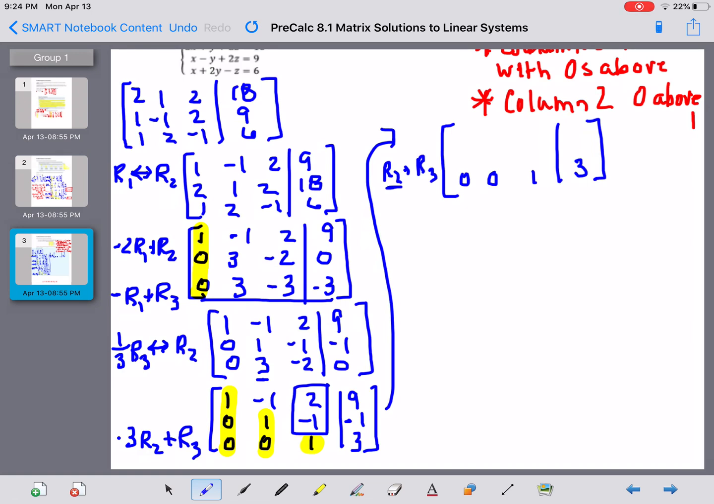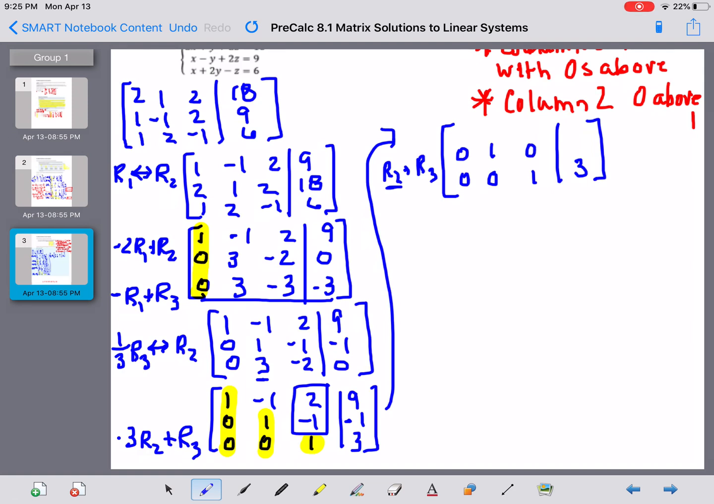So I'm just adding my two bottom rows. In the first column, 0 plus 0 is 0. In the second, 0 plus 1 is 1. In the third column, 1 plus -1 is 0. And in the constants, 3 plus -1 is 2.